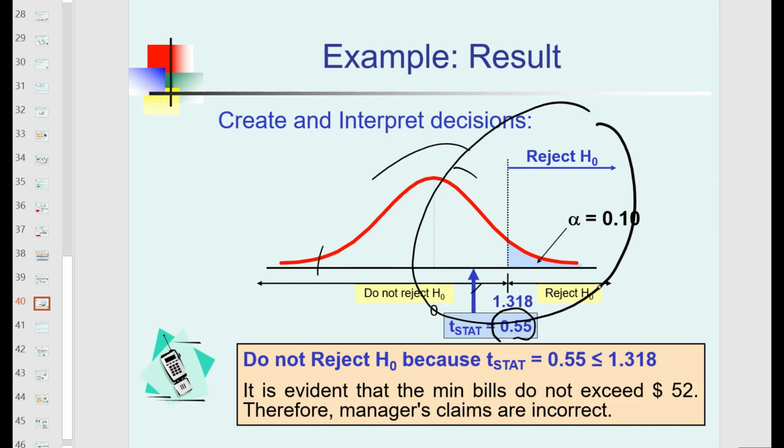So it is evident that the mean bill does not exceed 52. Therefore, the manager's claim is incorrect. Because you do not reject H0, it means that it is not more than 52 here. So this is how you decide using the upper tail.